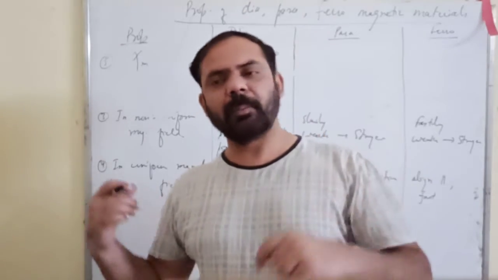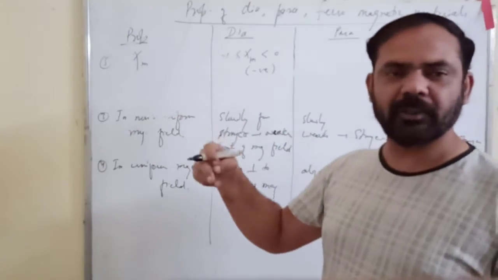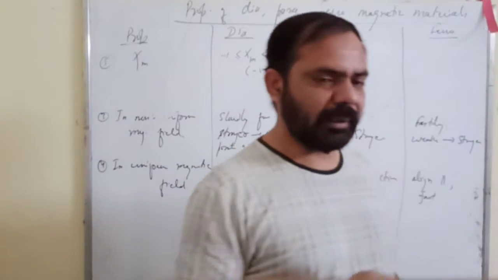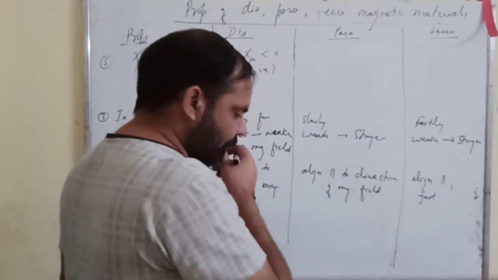Now, since these materials get magnetized in the opposite direction, M will have the opposite direction to H, so their value will be negative.